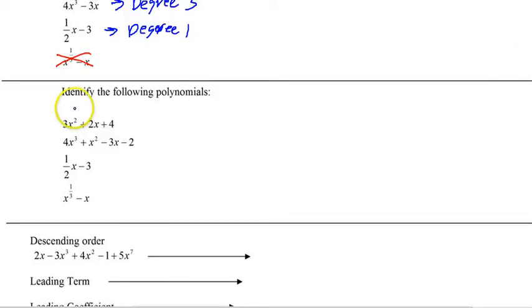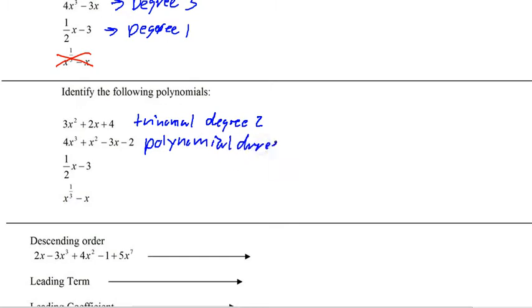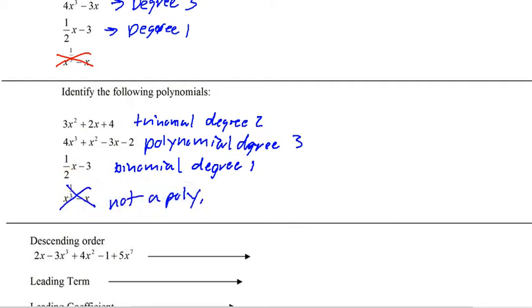So if we look at the first one, there are 1, 2, 3 terms. So we can call it a trinomial. Degree 2. How about the next one? Yes, that is a polynomial. Degree 3, because that's the largest. And then the last one is a binomial. Degree 1. And this one is not a polynomial. So you can just stop.